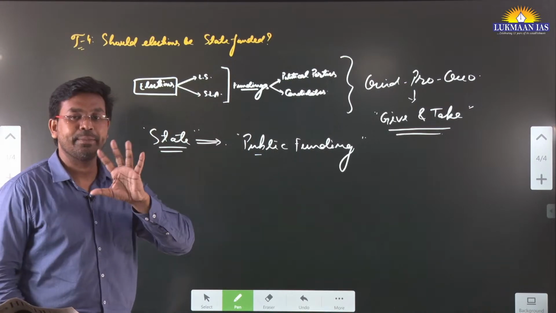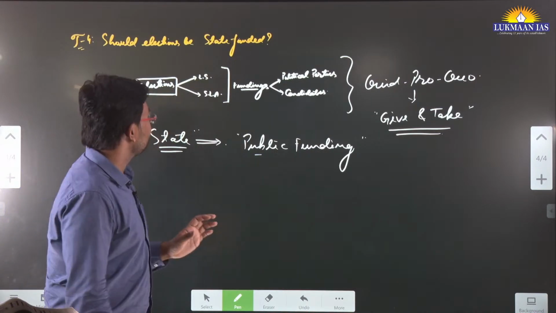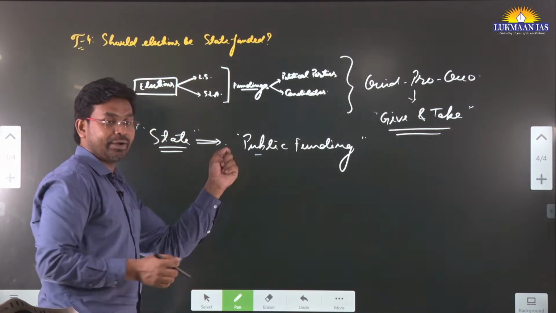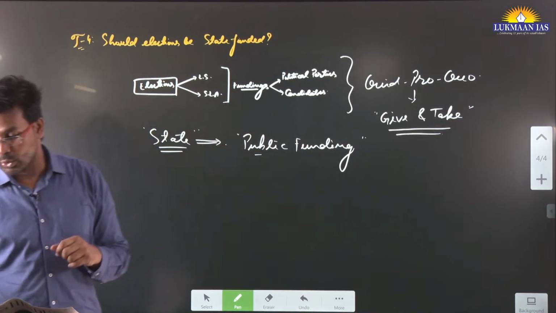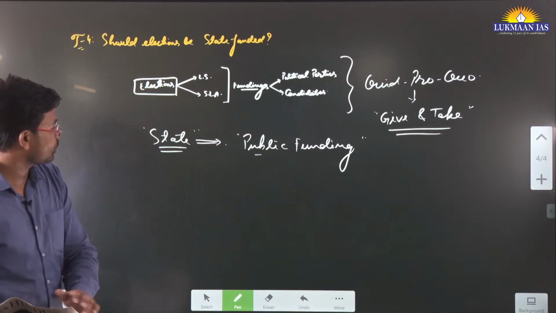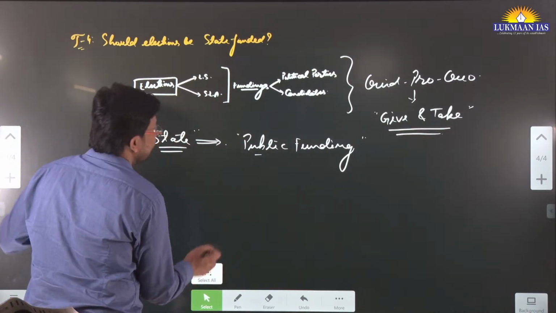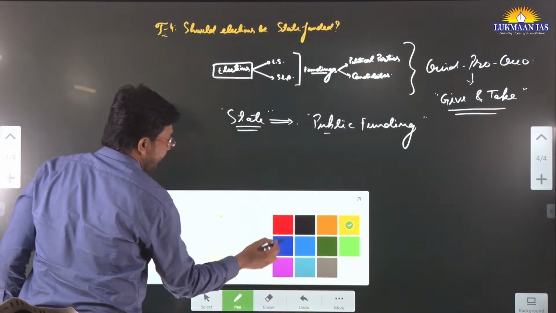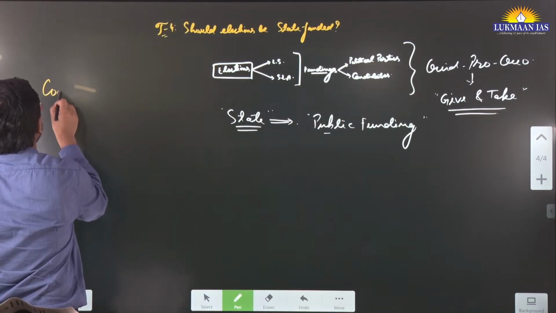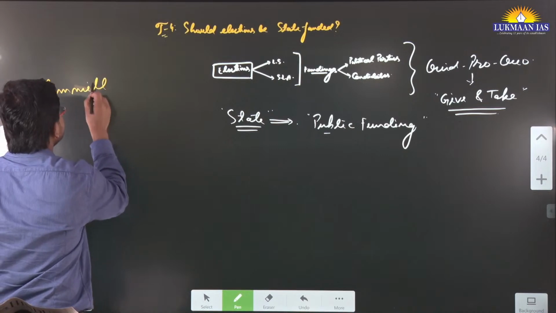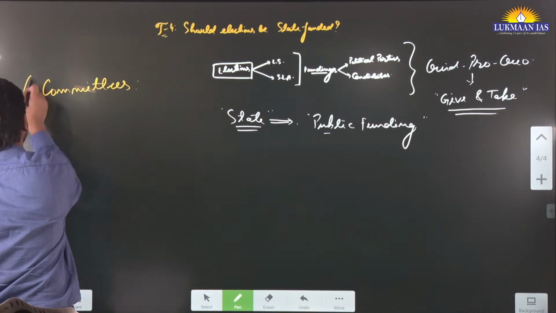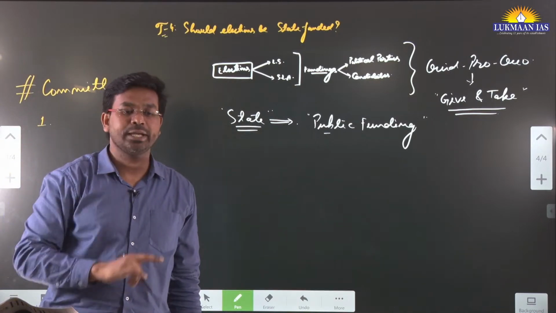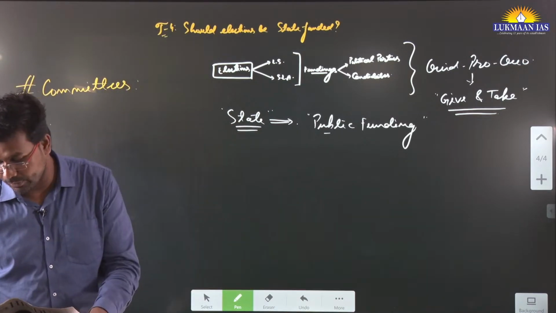So in this article, they have discussed a few committees that have recommended that there should be public funding or state funding of elections. So what are those committees? I'm going to write the names of these committees one by one. This is an important part. At least you should remember the names of these committees after this discussion, that have supported the idea of state funding of elections or public funding of elections.